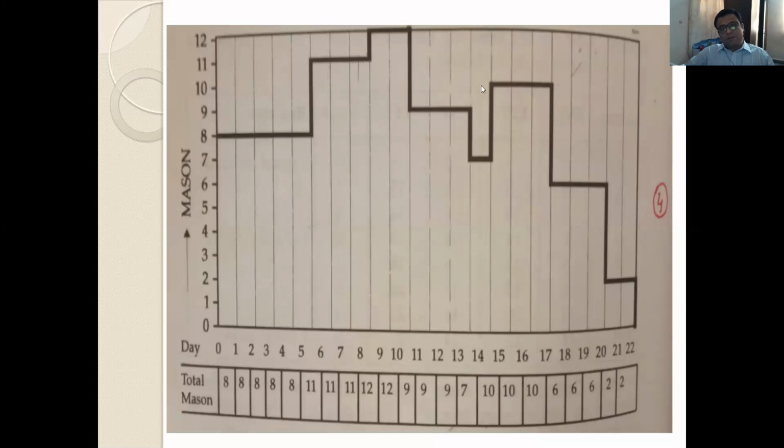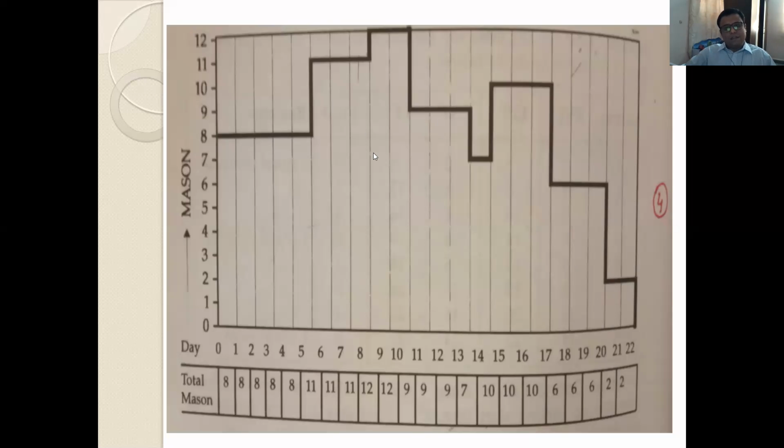But after the 17th day, what happened? Again, the requirement of masons falls down. It is very low. On the last 2 days, it is only 2. So only 2 masons are required, 8 masons are idle, but you have to pay them. So you have to optimize that resource requirement, and that is nothing but resource smoothing.